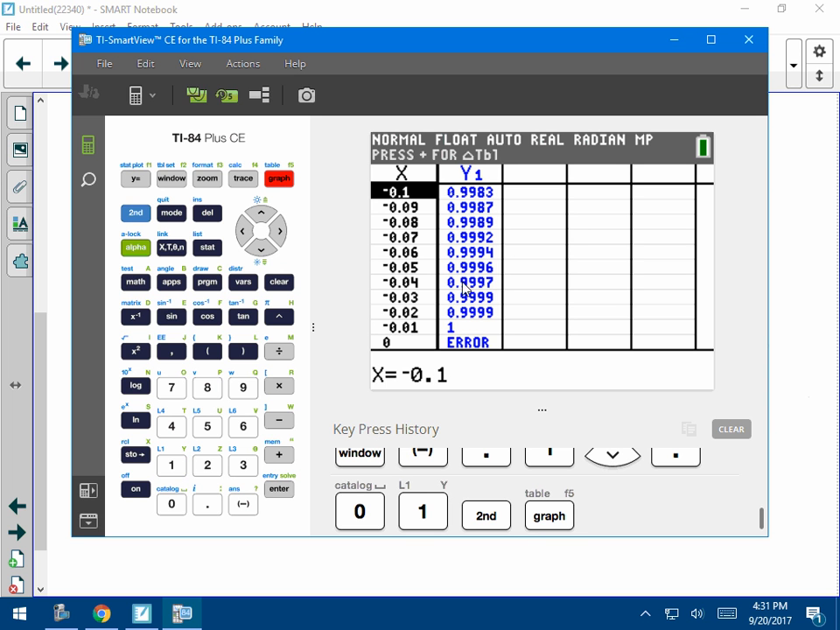Look at how close to 1 they're getting. This one says 1. That's crazy. It's not really 1, it's just being rounded. But you can see as I approach 0 from either side, the y values are getting infinitely close to 1. Or at least that's what they look like.